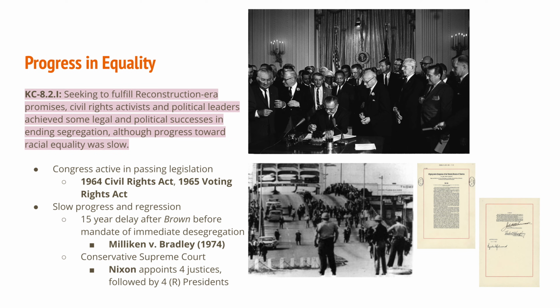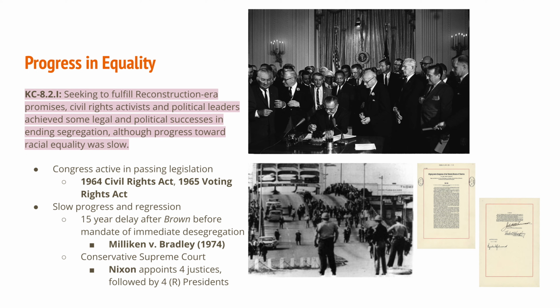So seeking to fulfill Reconstruction era promises, civil rights activists and political leaders achieved some legal and political successes in ending segregation, although progress toward racial equality was slow. So here's where we talk about the other branches of government and what they did.